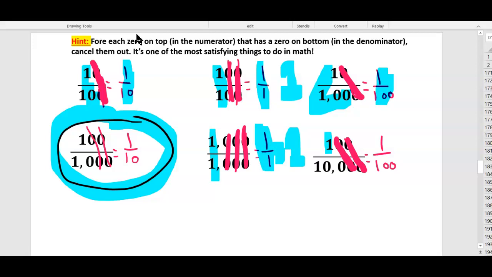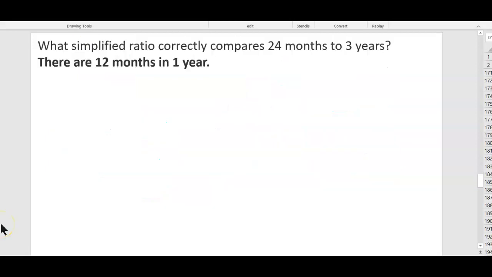Which is, by the way, this is also 1 over 100. See? Beautiful. 1 over 10. 1 over 10. Love it. Oh, one more left. Simplified ratio. Again, same issue. You gotta convert months to years or years to months. Which is easier? Oh my goodness.